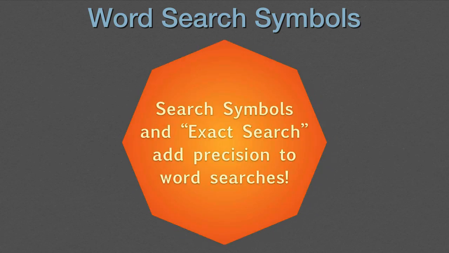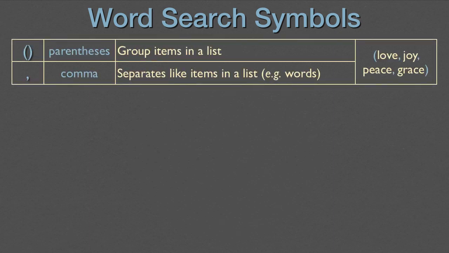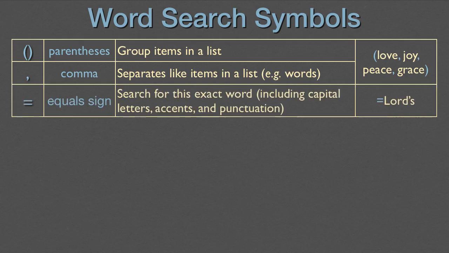However, there are things it just can't do. That's when we really come to appreciate the precision of using search symbols in an exact word search. The first two word search symbols are the opening and closing parentheses. They work together with a comma to group items into a list. The equal sign orders Accordance to search for an exact word, including capital letters, accents, apostrophes, hyphens, and the like.